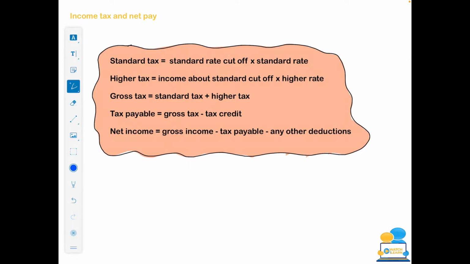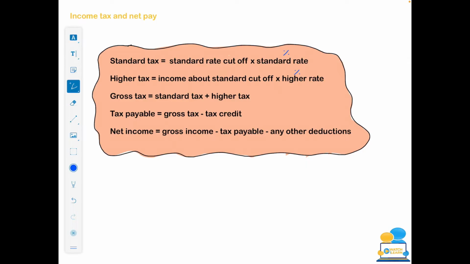So we're going to be using these words throughout this section. We've standard tax. To find your standard tax, it's the standard rate cut off multiplied by the standard rate. That standard rate will be a percentage, so we'll change it to a decimal just like we did with the percentages. Everyone has to pay that standard rate. Depending on how much you earn, you might have to pay a higher tax as well. To find the higher tax, you need to know the income above the standard rate cut off multiplied by the higher rate. Again, that higher rate will be a percentage.